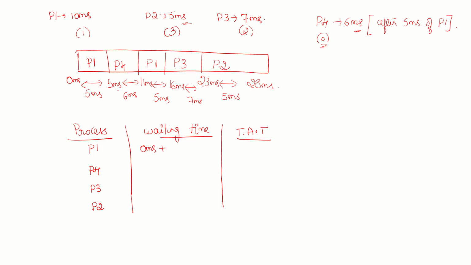Next, it waited for how much time? 6 milliseconds of P4. So I will write 6 milliseconds here. 0 plus 6, it is 6. Now let us consider the turnaround time. So 6 milliseconds waiting time plus execution time for P1 is 10 milliseconds. So here it is 16 milliseconds.